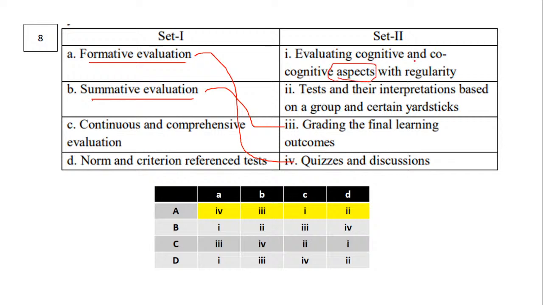Cognitive and co-cognitive, it means all the aspects with regularity. And norm and criterion reference evaluation, which talks about tests and their interpretation based on the group on certain yardsticks. Yardstick means the performance benchmark or the criteria. Fine.